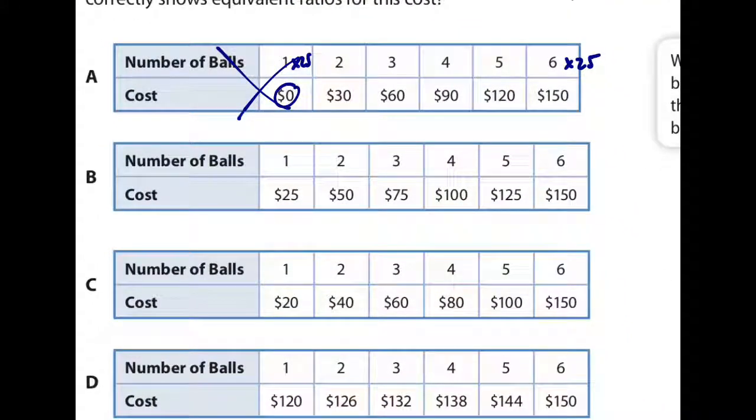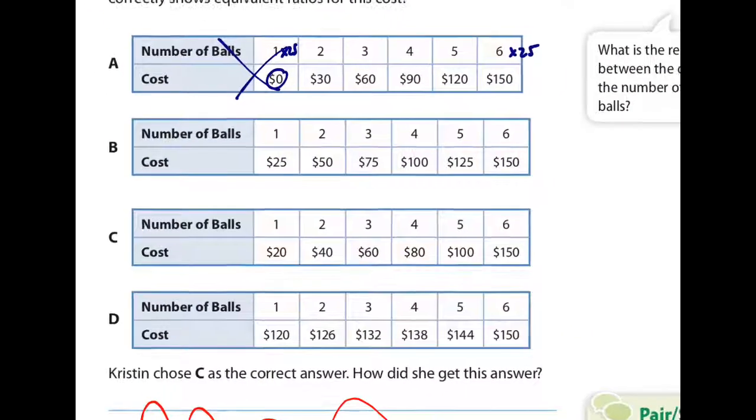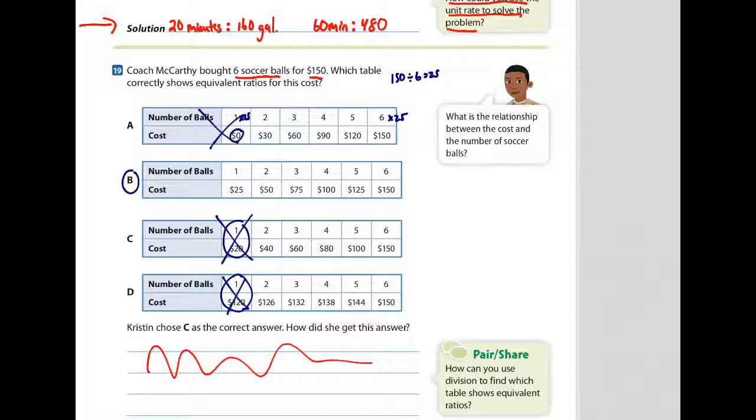B. 1 times 25, is it 25? Yes, it is. So it can be B. Doesn't mean it is. We'll check the other ones. C. 1 times 25, is it 20? Nope. D. 1 times 25, is it 120? No. So guess what? I don't even have to check anymore because I know the answer is B. All right. If you had B and you figured it out, great. You know what you're doing.